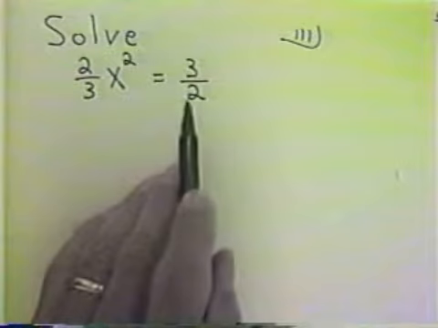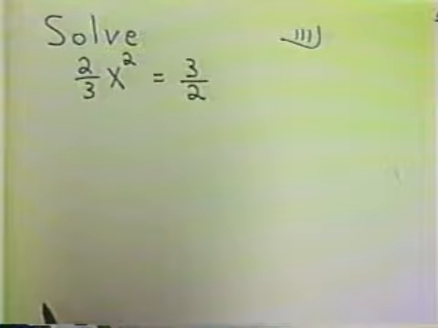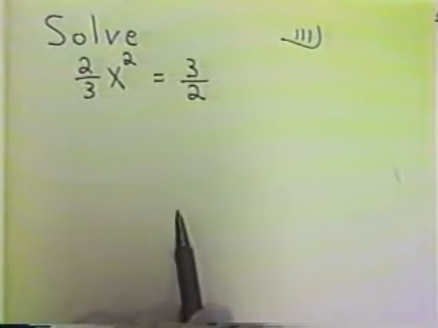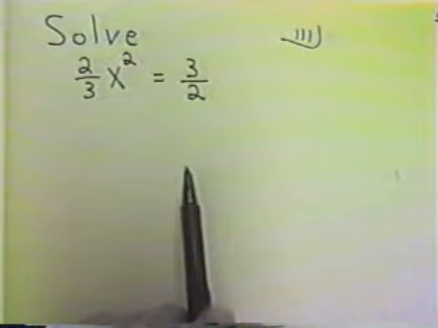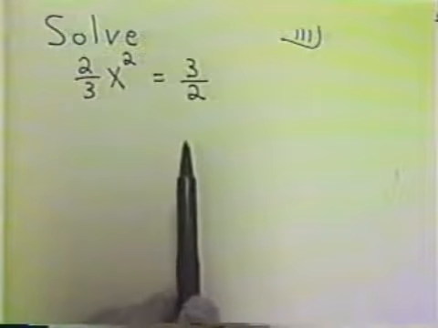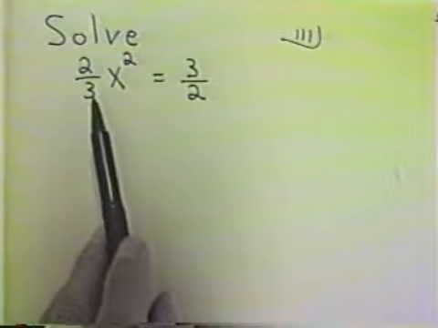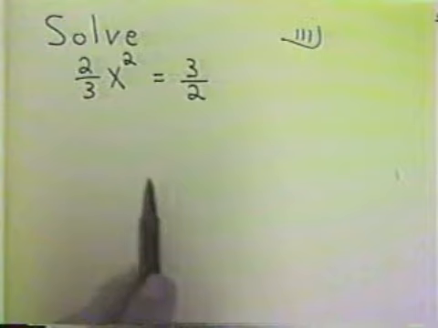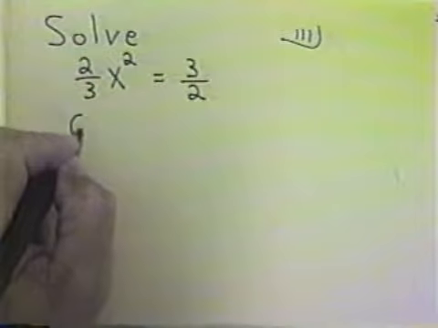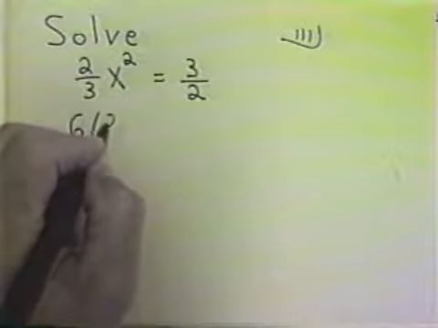The way I clear the fractions is to multiply both members by the least common denominator. There is no such thing as the greatest common denominator. But to multiply both terms by the least common denominator, which is 6. The least common denominator between 3 and 2 is 6. So multiply the left side by 6. And also multiply the right side by 6.